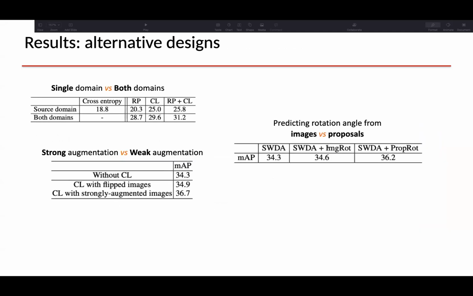And we also study some alternative designs. We show that applying those self-supervised learning tasks on both domains gets better performance than applying those tasks on a single domain individually. And also we show that applying strong augmentation gets better performance than applying weak augmentation. And here we show that predicting the rotation angle from the images gets a worse result than predicting the angle from the region proposals.